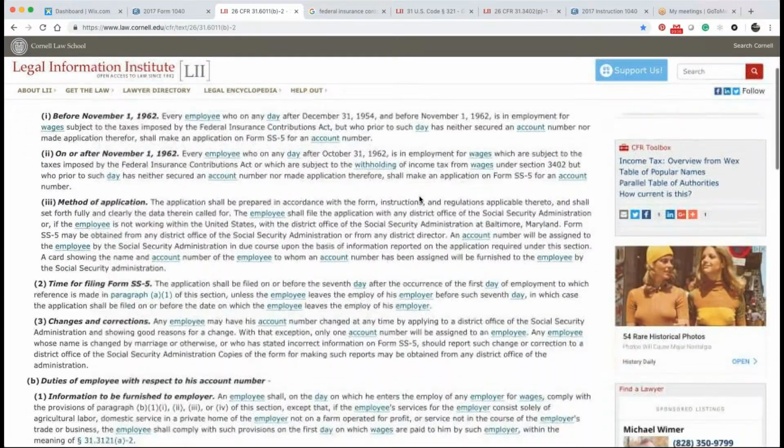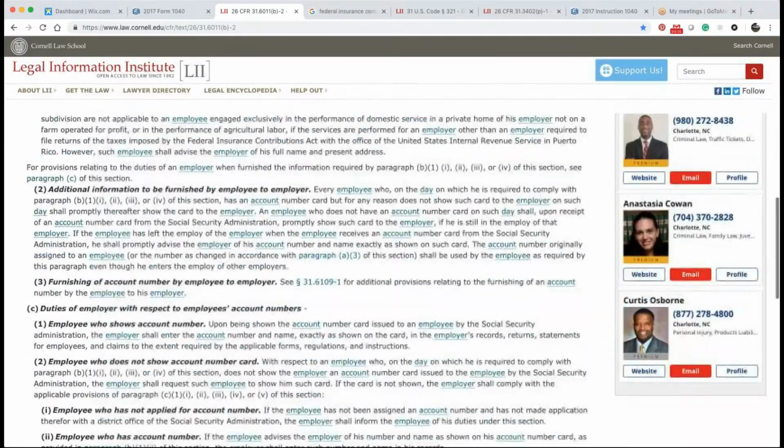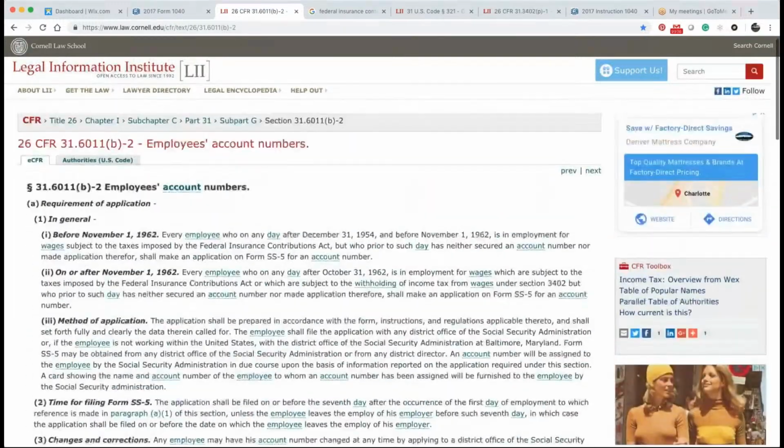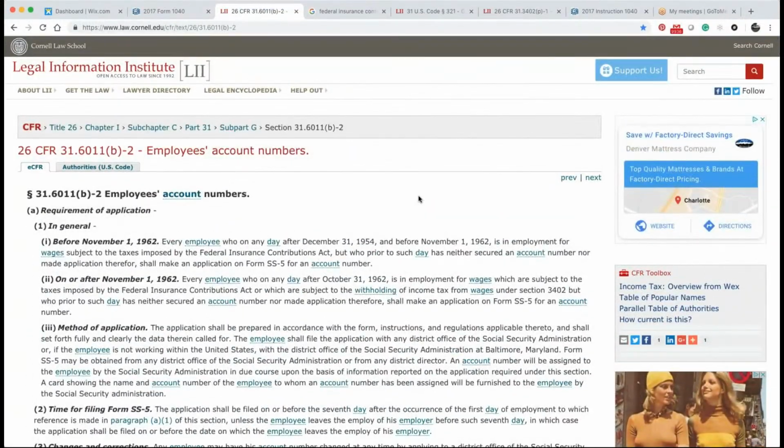And let me go and read it. I'm going to read through this. I might skip a few sections. Try to cover what applies to most people. So here we go.